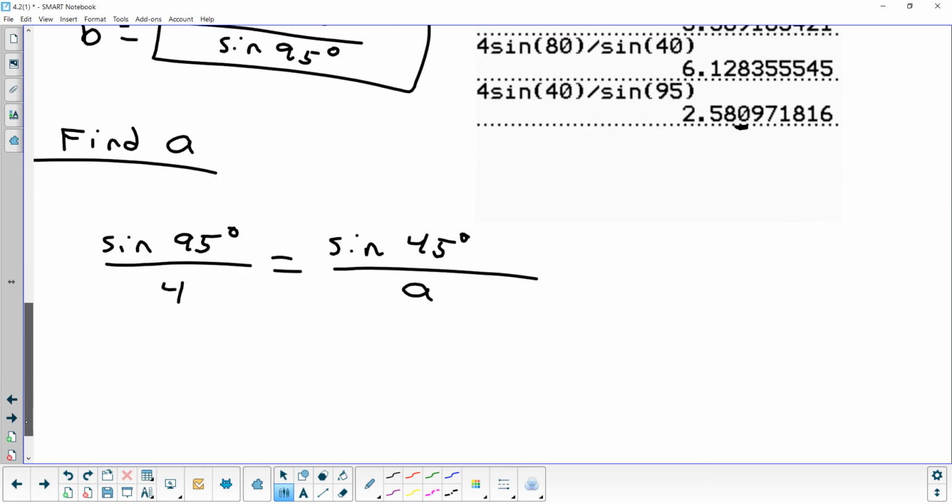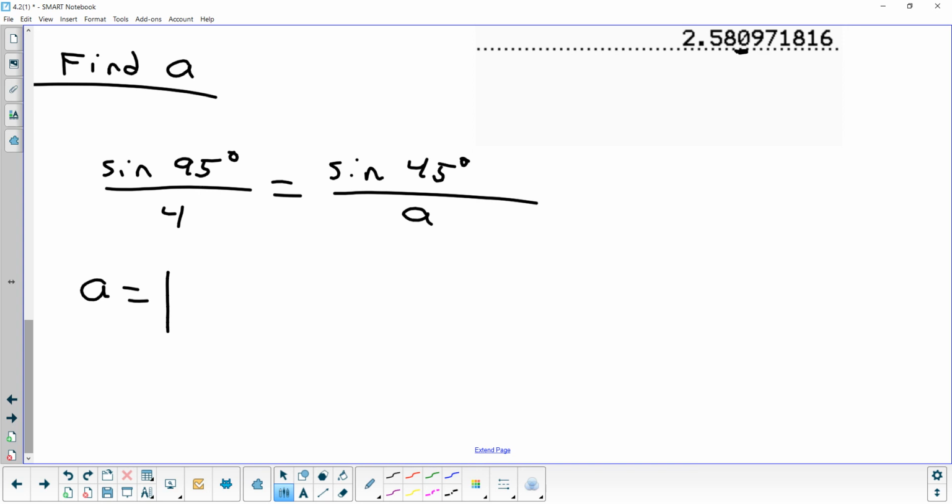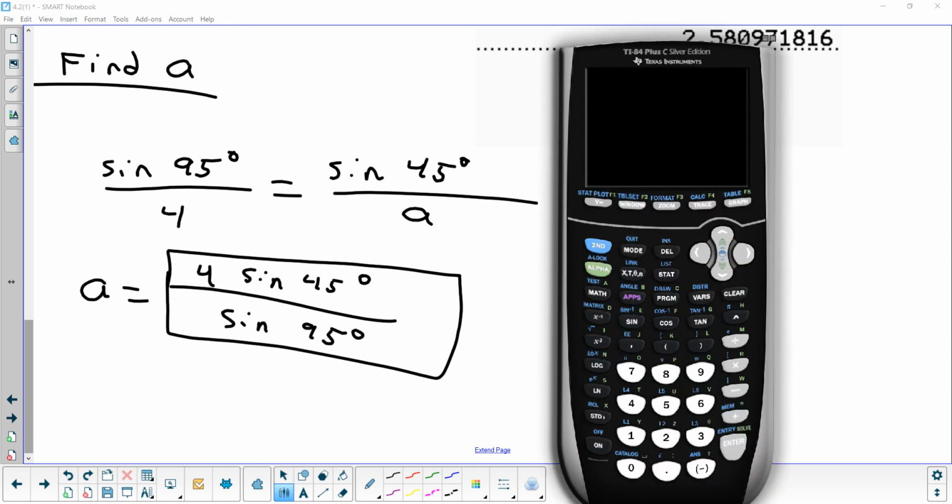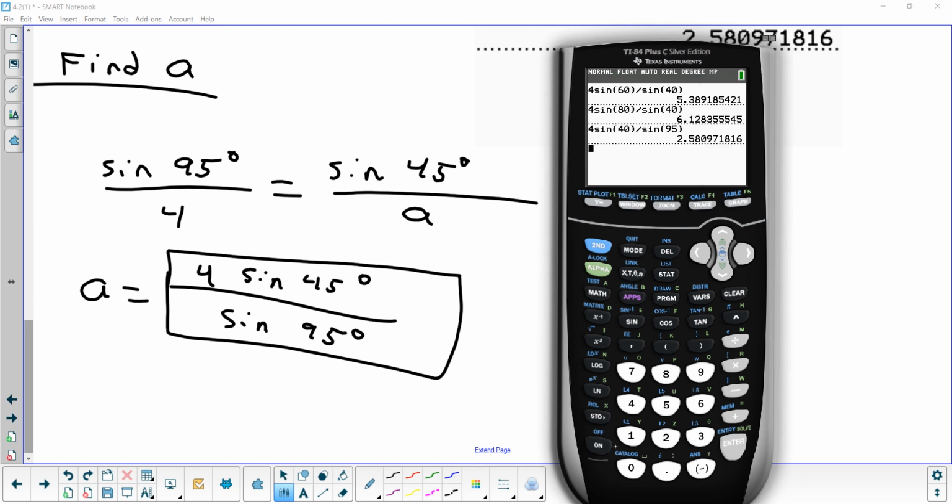All right, so let's put down what A equals. Anyone think they can tell me what A is going to equal? And then we'll type it in after. Yep, Andrew. 4 sine 45 degrees divided by sine 95 degrees. Right, 4 sine 45 over sine 95. All right, and let's see what we got. So 4 sine 45 divided by sine 95.